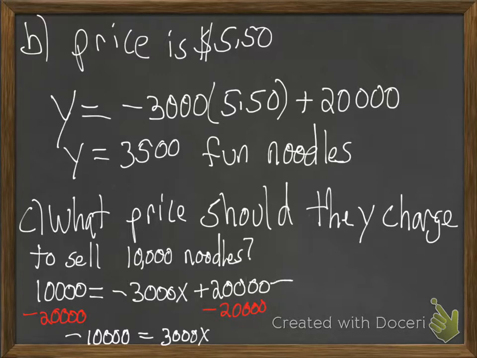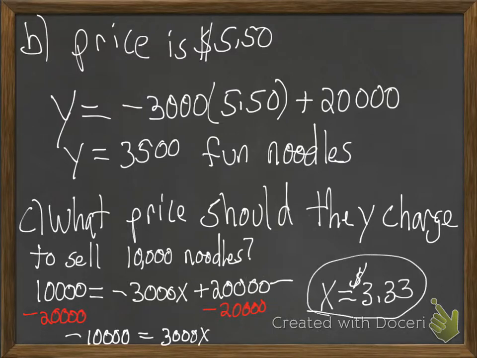And then we can divide by negative 3,000. And since this is a word problem here, we really do prefer a nice decimal number. Rounding to the nearest cent, we should charge $3.33 per fun noodle if we want to sell them. So that's just another example of the type of question that you could be asked once you have the equation.